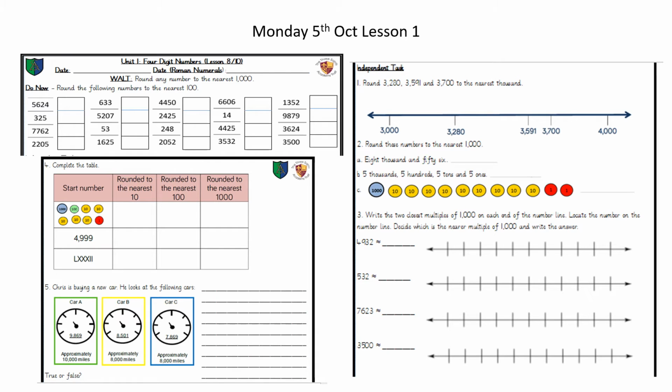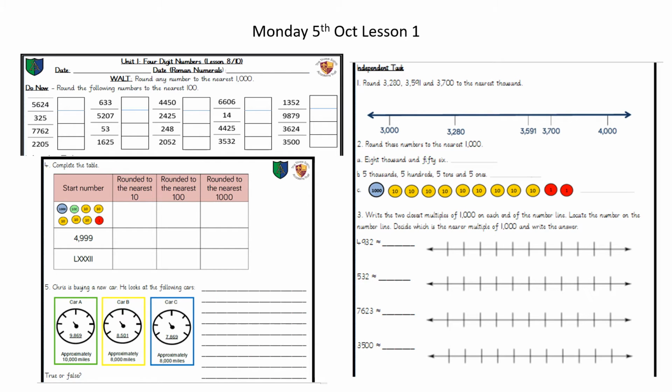Question 3 looks similar to how we completed them last week. On the number line, you need to label the multiple of 1,000 that comes before the number in the question and the multiple of 1,000 that comes after the number in the question. You should then try and place the number in the question on the number line and then tell me what it rounds to. Remember that the squiggly equal sign means approximately equal to.